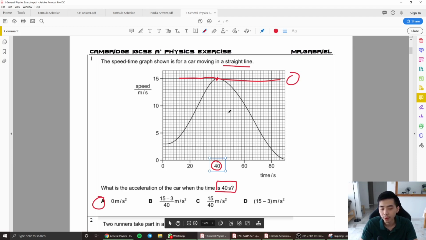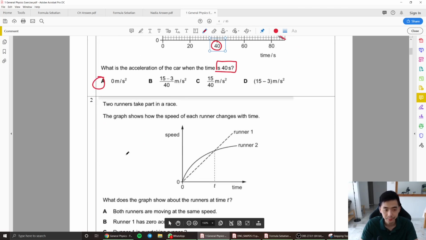Now, how do I also know that this is actually going to be zero acceleration? From here, you can see that the speed is increasing, meaning to say this part here, it was accelerating. And this part here, it is going downwards with a negative gradient, meaning to say it is decelerating. In between accelerating and decelerating, the car must come to a point where the acceleration was zero. Only then can it start decelerating. So the answer is obviously A in this question.